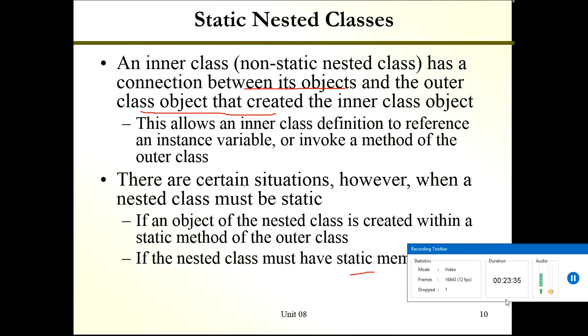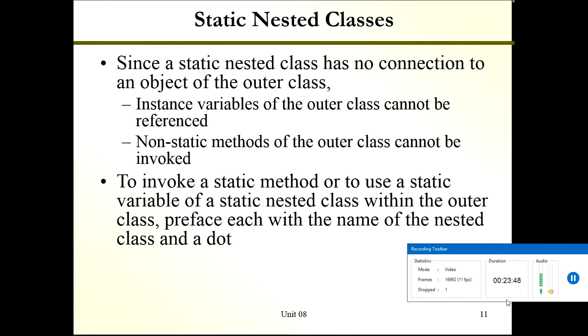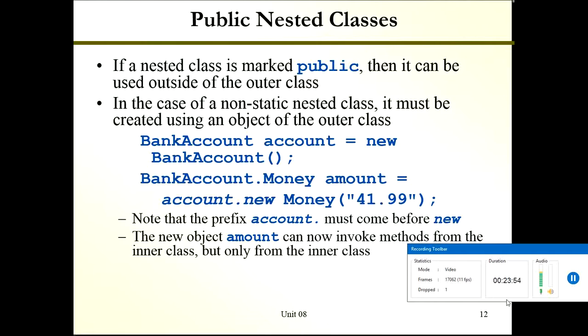So to sum up, a static inner class is one that is not associated with the object of the outer class. It is indicated by including the modifier static in its class heading. Moving ahead. Alright, so I have discussed all these, how to invoke a static method from the outer class and from the inner class. Now let's talk about public nested classes.